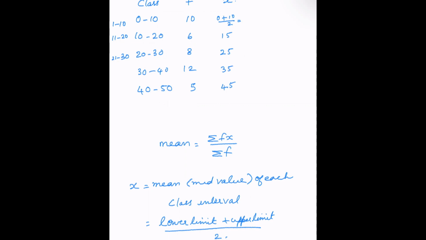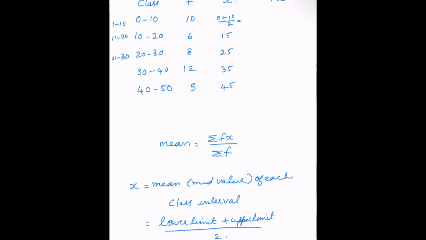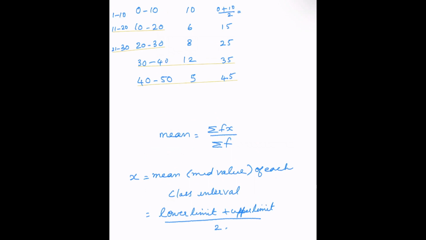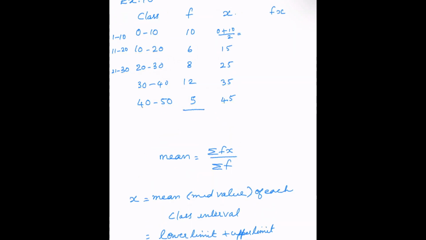Now you have your x. Just calculate f into x. You need to know the mid value of each class, and that mid value is considered as x. So how will you calculate the mid value? Lower limit plus upper limit divided by 2. Now the next thing is, as I told you, you always have to draw a table. Just find out sigma f. Here you have to calculate f into x, and then find out sigma fx.